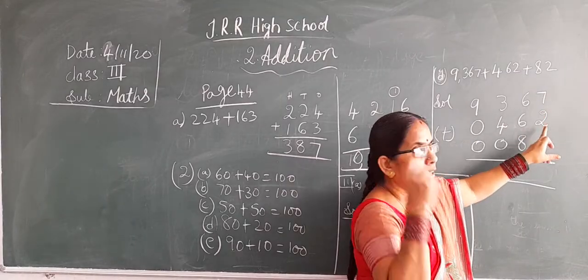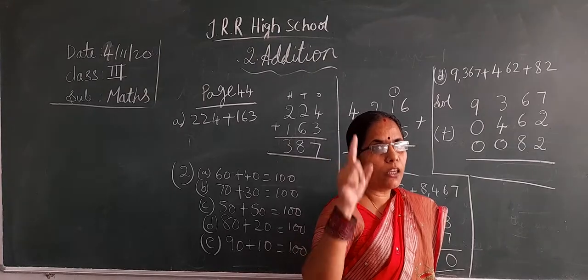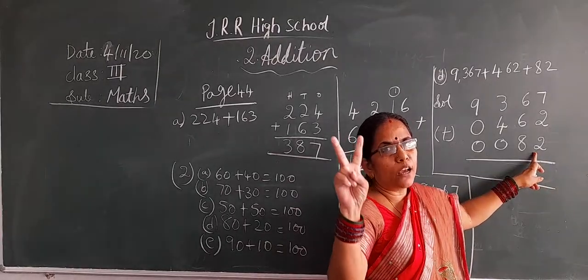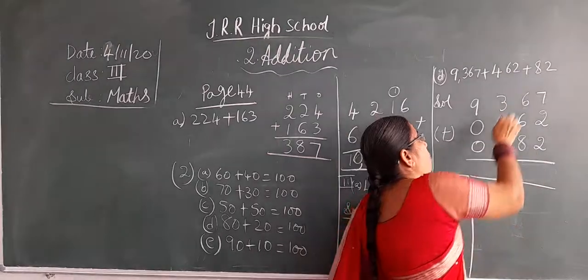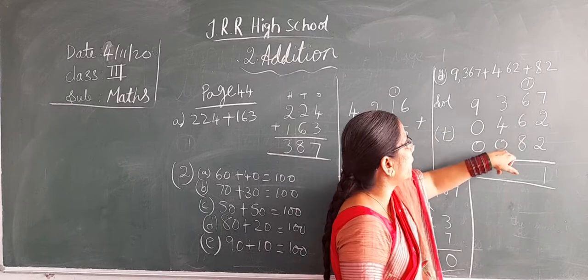7 in the mind, 2 on the fingers. 7 after 8, 9. That 9 you keep in your mind. 9 in the mind, 2 on the fingers. 9 after 10, 11. So 1 here you put as carry and 1 in the ones place. Now add the tens place.